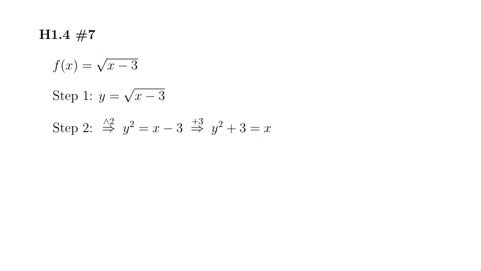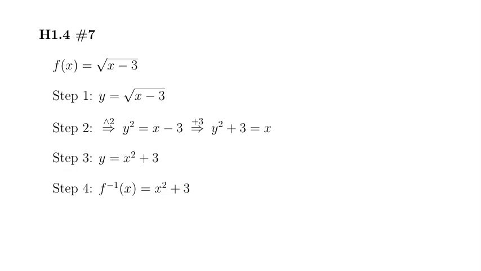The third step is to exchange x and y. Every time you see x, you put y, and every time you see y, you put x. So y squared becomes x squared, and plus 3 is still plus 3. The last step is to call that f inverse. So f inverse is x squared plus 3.